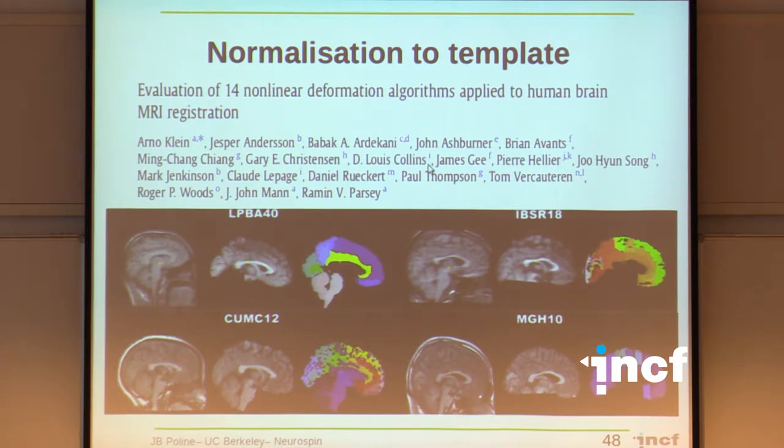Let me just mention this because I think it's an interesting study for the neuroinformatics community. How do you validate that you're doing the right thing with this morphing? What's the best algorithm to morph towards a template? There's a beautiful study by Arno Klein that looks at that. He had a set of manually labeled brains, and then he looked at how well those labels, after morphing, matched the template labels.